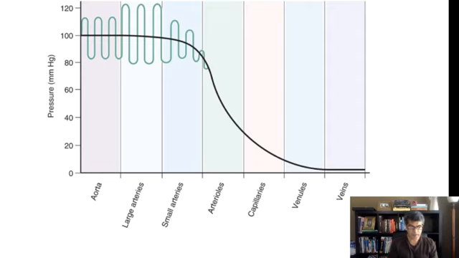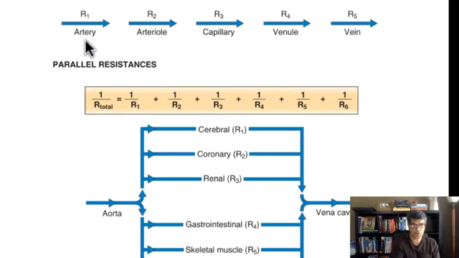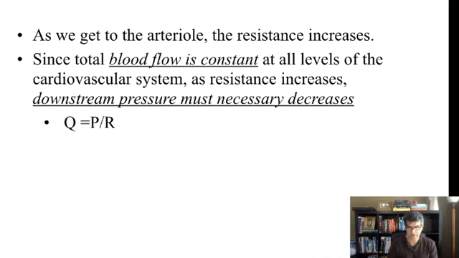You remember we said that in a series system, the blood flow stays the same. So blood is going to go from the large artery to small arteries to arteriole to capillary, venule and vein, just like this one. That's a series system. And we said the blood flow in this series system is going to stay the same. As we go through this series of vessels, when we get to the arteriole, the resistance is going to go up very high.